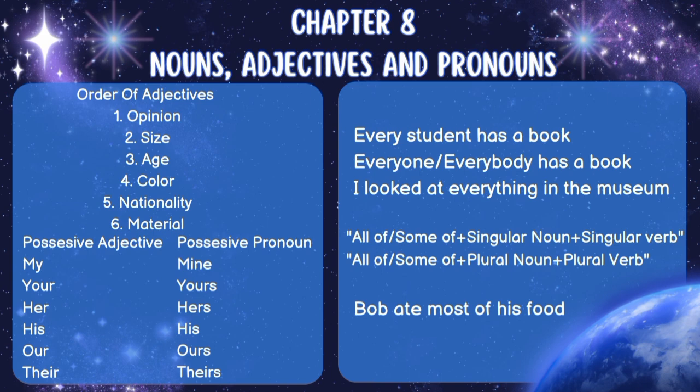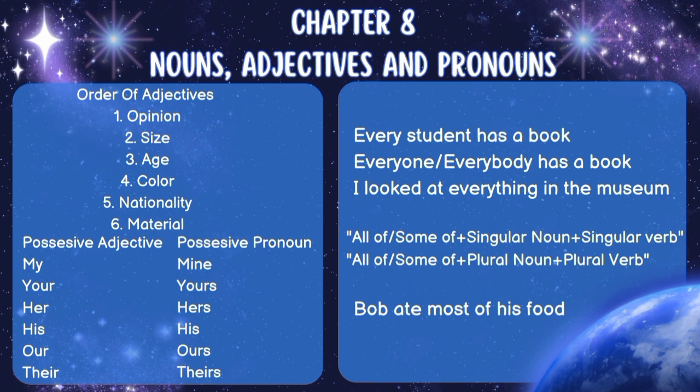Expressions of quantity and subject-verb agreement. All of or some of plus singular noun plus singular verb. All of or some of plus plural noun plus plural verb. For example, all of my work is finished. Some of my work is finished. Expressions of quantity: one of, none of. For example, Sam is one of my friends. None of the students were late.